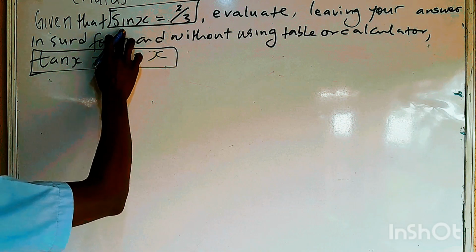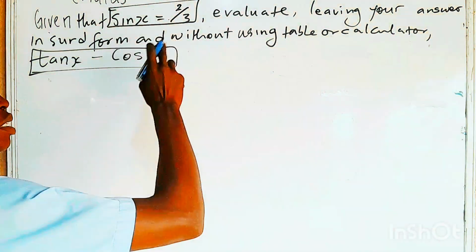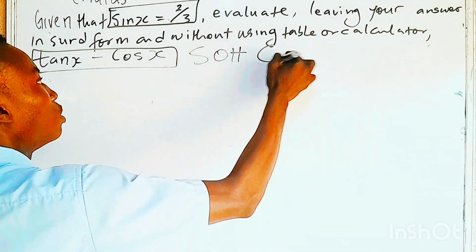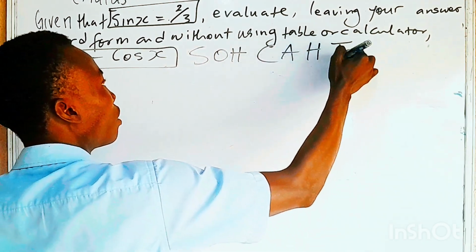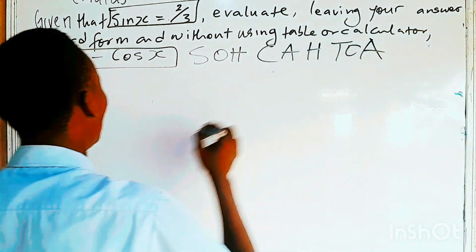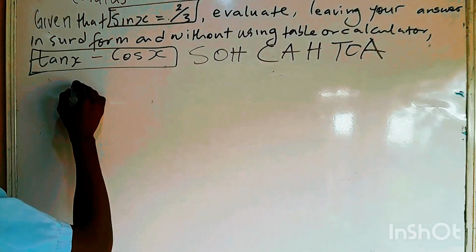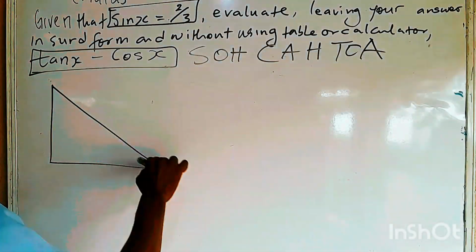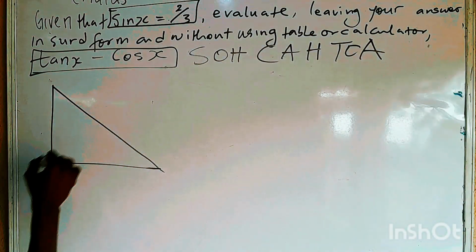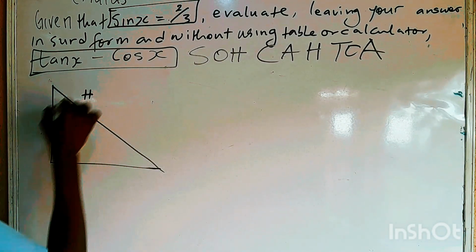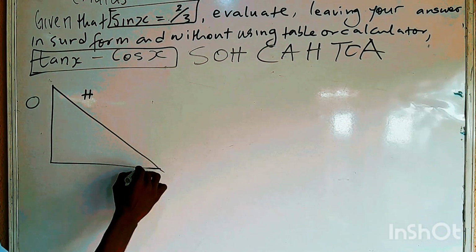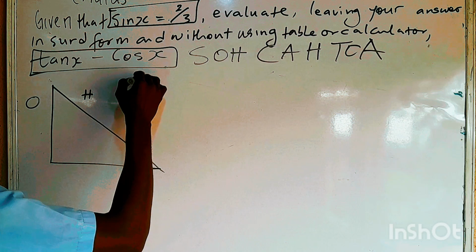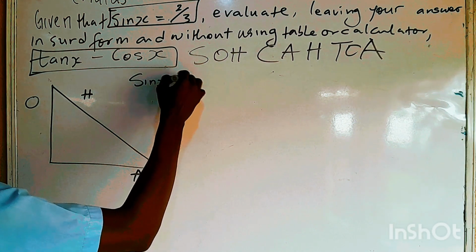So remember, this is sine x. So definitely it's talking about SOHCAHTOA, which is the SOH. This represents our SOH. We have CAH, then we have TOA, like this. So from what you have in this place now, as you can see, we make use of what we call the right angle triangle. So from here, this is our hypotenuse. This is our opposite, while this one is our adjacent.